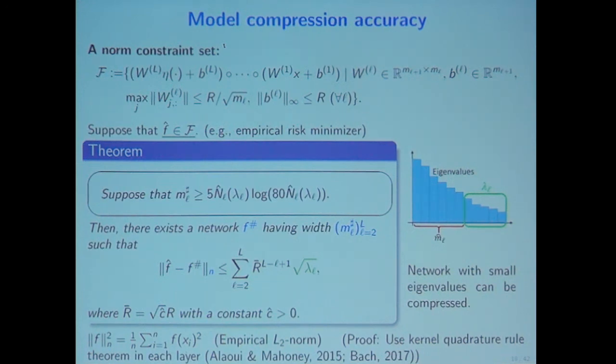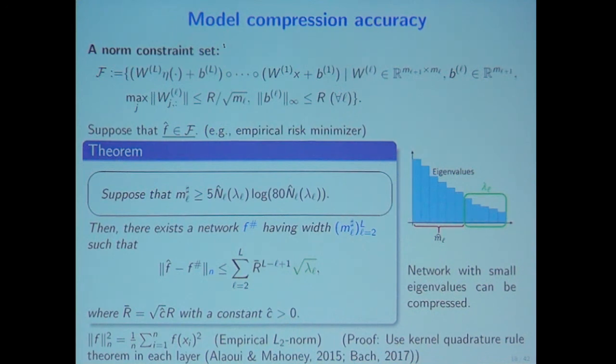Suppose that we have some positive real number lambda L, which is given. For that lambda L, the degree of freedom is defined by this. Suppose that the size of the compressed network, M L sharp, is lower bounded by the degree of freedom. This is our assumption. Under these assumptions, there is a network F sharp having width M L sharp in the Lth layer, such that the empirical L2 distance between F hat and the compressed network F sharp is bounded by basically the sum over the square root of lambda L.